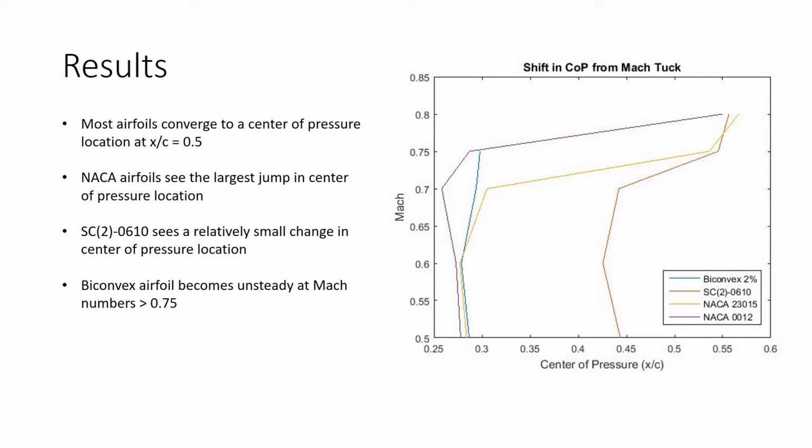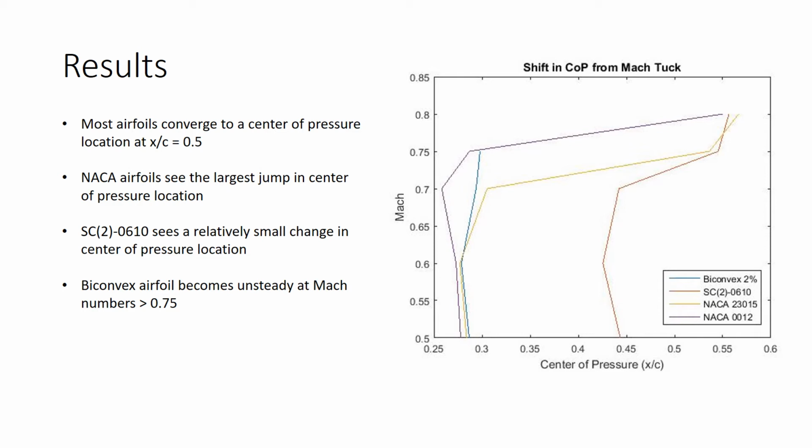But next, it's important to notice that the NACA airfoils see a very large change in the location of the center of pressure, whereas the supercritical airfoil sees only a small change in the center of pressure location when we change our Mach number. This is a lot more desirable as we don't want small perturbations in our Mach number to cause large perturbations in the location of the center of pressure on our wings, because these large changes in the center of pressure location are going to drastically change the moment that's applied on the aircraft.